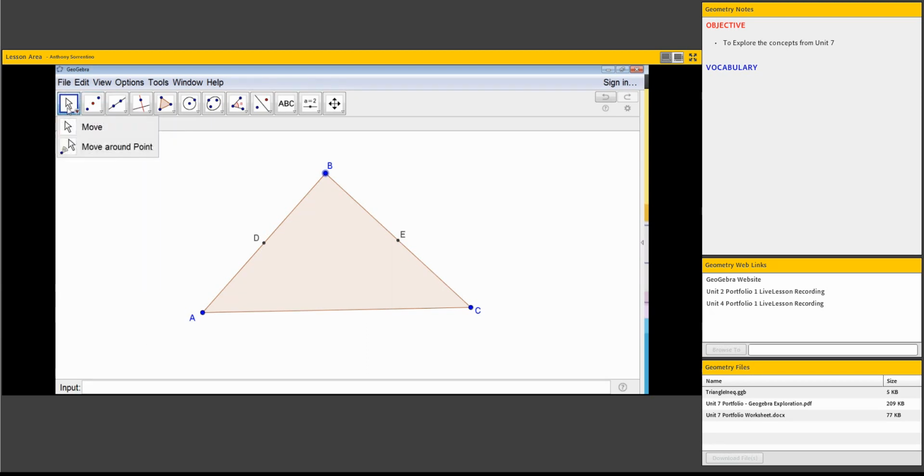Okay. Now we want to construct a segment at DE. So now I'm just going to construct a segment. I'm just going to click on D and E, and here's my segment. So I want to get measurements of the following angles.